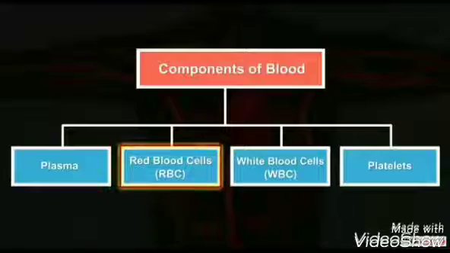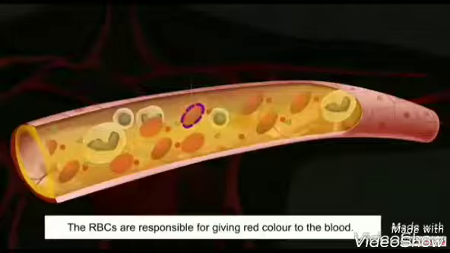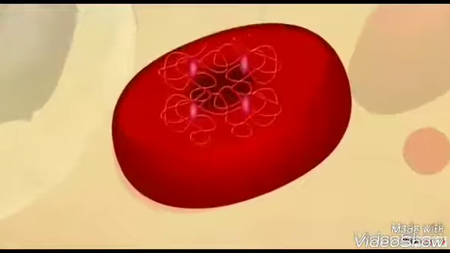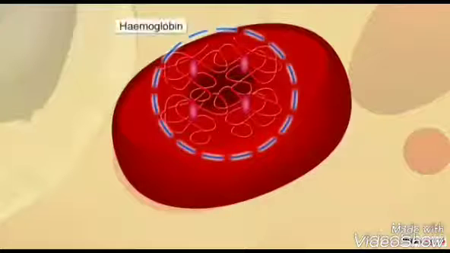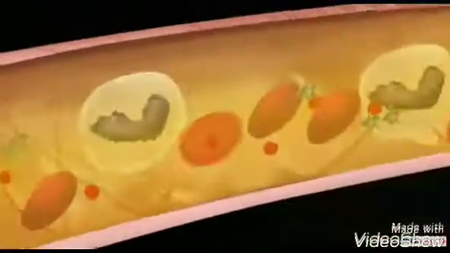The second component is the red blood cell. The RBC are responsible for giving red color to the blood. They do so because of the red pigment in them. This red pigment is the hemoglobin. This hemoglobin in the blood binds with the oxygen and takes it to different body parts.